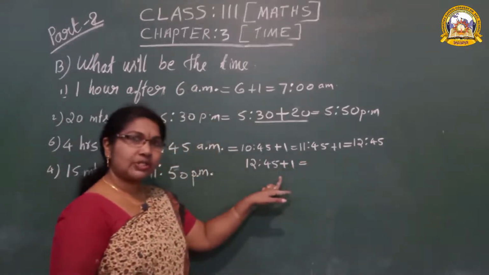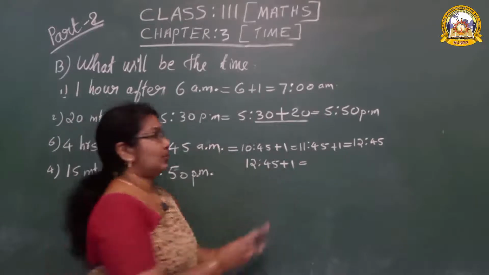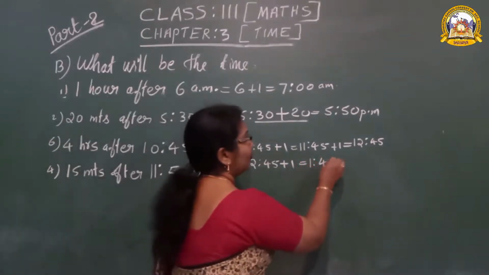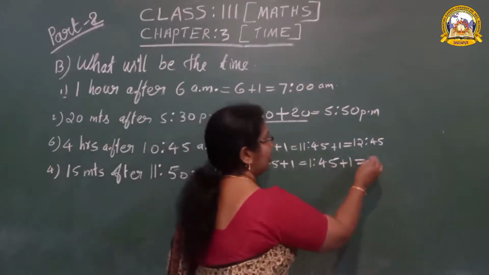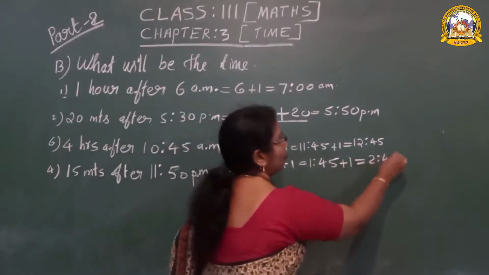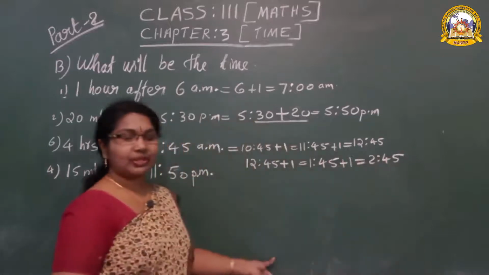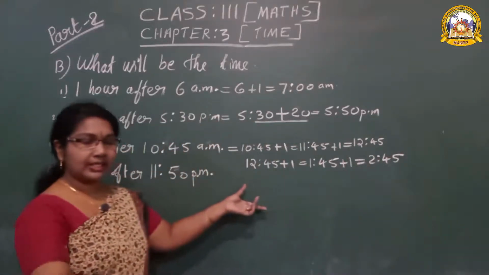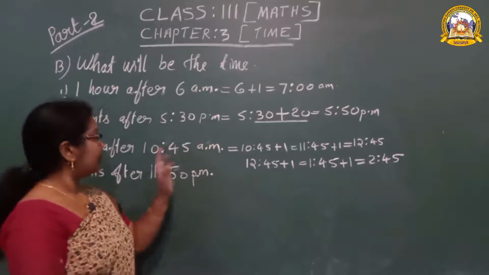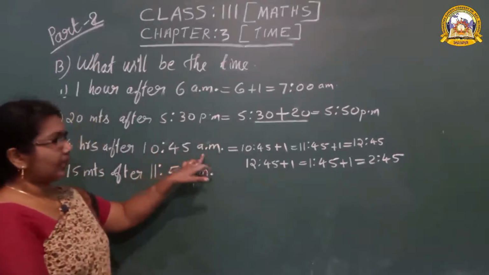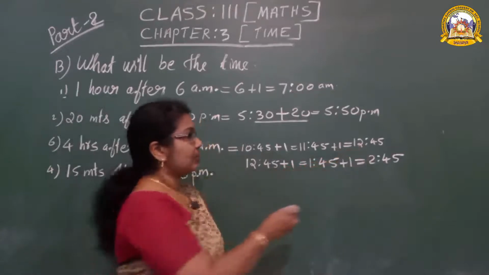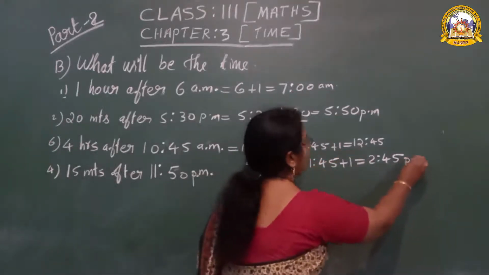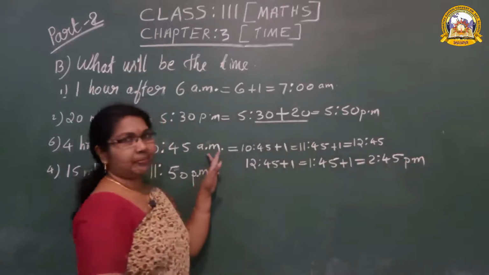What is the time? Can you say 13:45? No, it is 1:45. Then plus 1, so it will be 2:45. Can you say it is AM or PM? Here it is 10:45 AM. Now at 12:45 PM starts. So it is 2:45 PM.